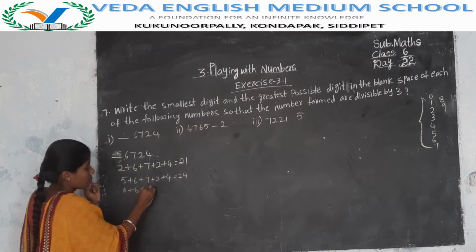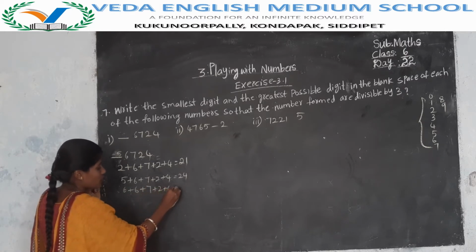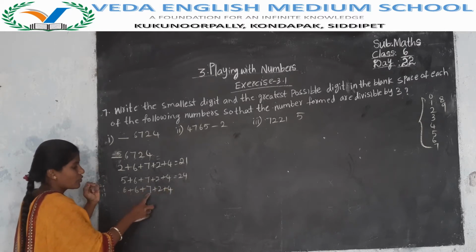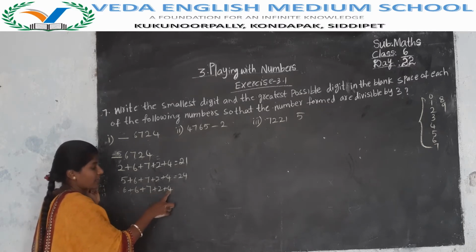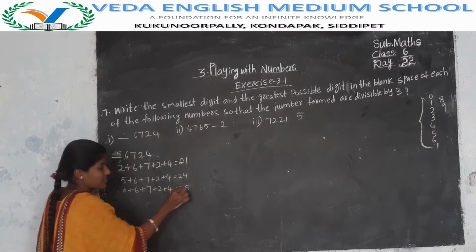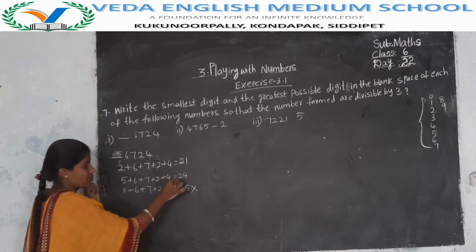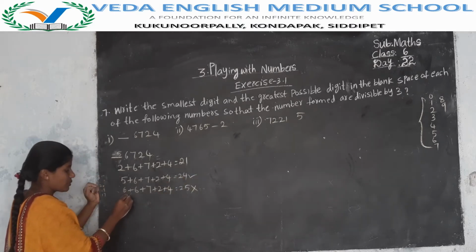6 plus 6 plus 7 plus 2 plus 4. 6 plus 6 is 12. 12 plus 7 is 19. 19 plus 2 is 21. 21 plus 4 is 25. Is 25 divisible by 3? No, it is not divisible. After 6, the next number is 7.